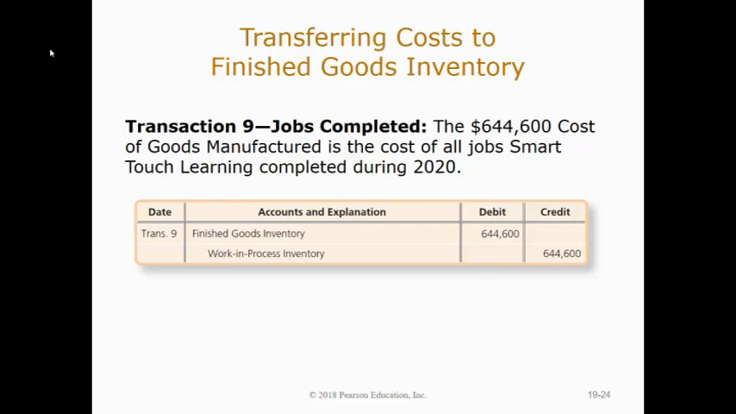And the entry for that is always a debit to finished goods inventory and a credit to WIP inventory. Again, all inventory accounts are assets. Assets go up on the debit side, which is why finished goods has to go up now, because we have more jobs that are finished. And then inventory accounts always go down on the credit side, which is why we're crediting WIP, because those jobs are no longer a work in process. We need to reduce that balance.